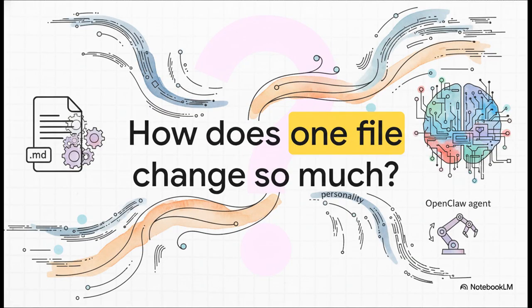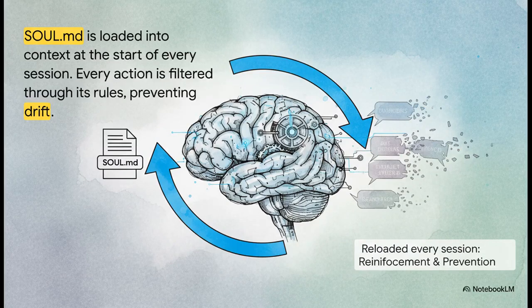It sounds a bit too good to be true, doesn't it? I mean, how can a single, simple text file have such a massive impact on how a really complex AI system behaves? Well, here's the secret sauce. That SOUL.md file isn't just read once and forgotten. Oh no. It is loaded into the agent's active context at the beginning of every single conversation. This is what stops prompt drift, where the AI slowly forgets its instructions. With OpenClaw, your rules are always front and center.